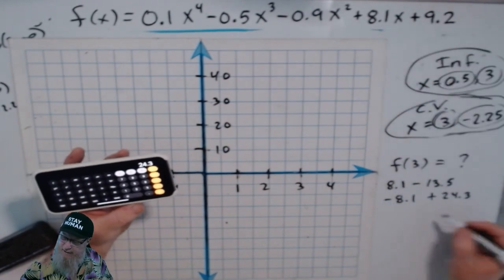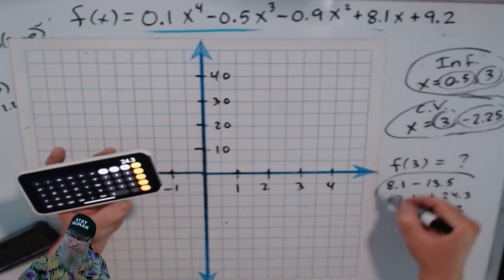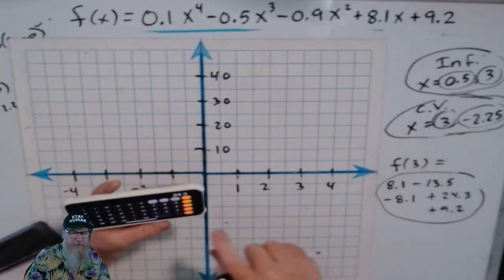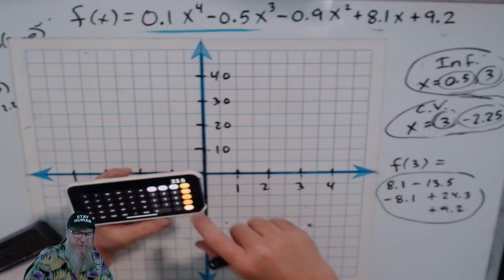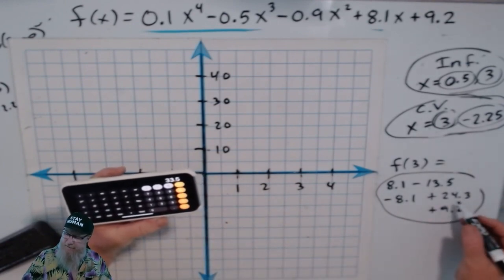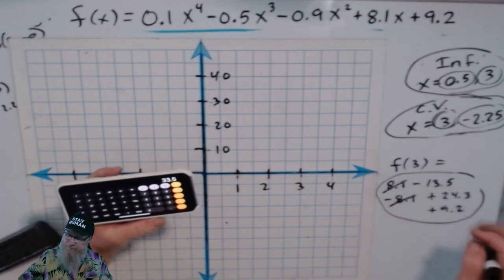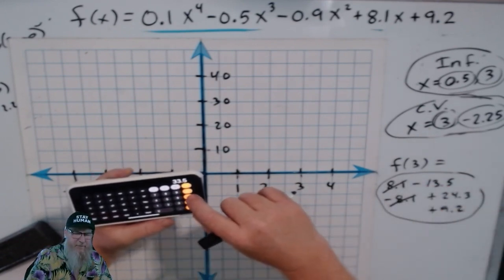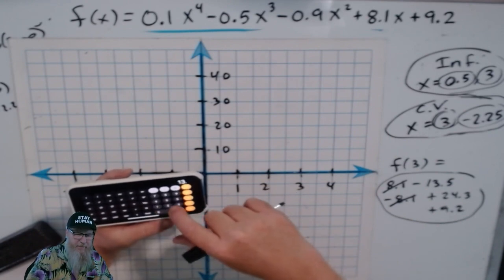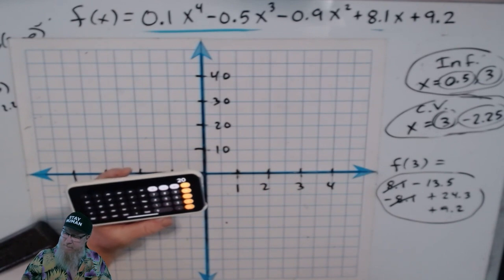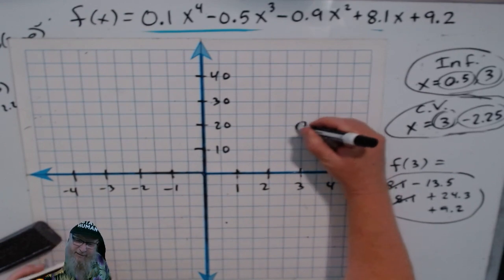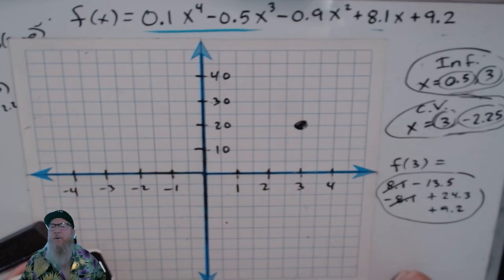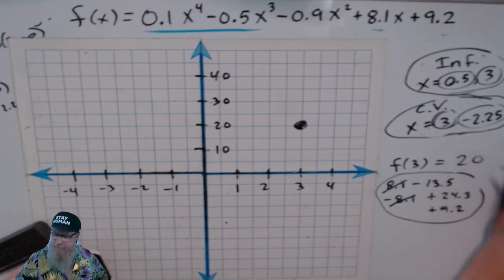24.3 and then plus 9.2. So add up all of those and that'll give you your Y value. So 24.3 plus 9.2 is 33.5. These cancel. And then minus 13.5, we get 20. Nice. So I got 3 and 20. So that is my inflection point. All right, that was probably the easiest one.